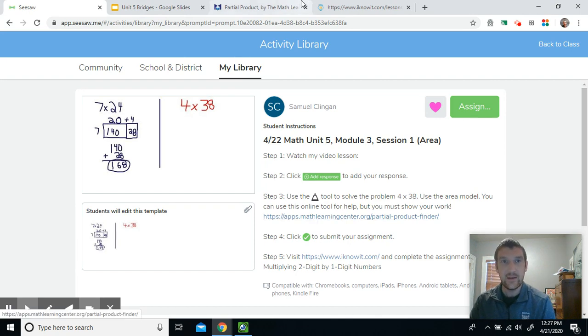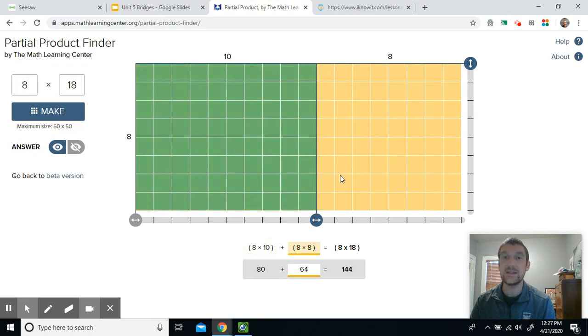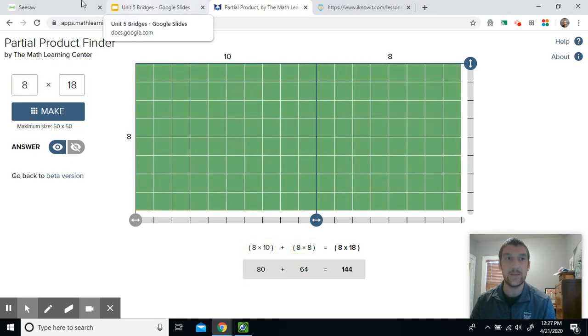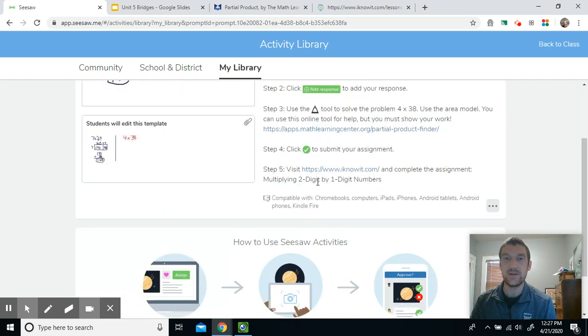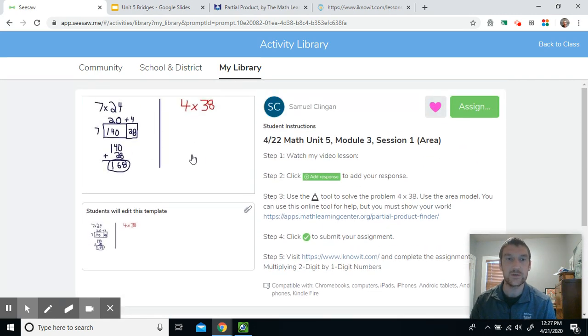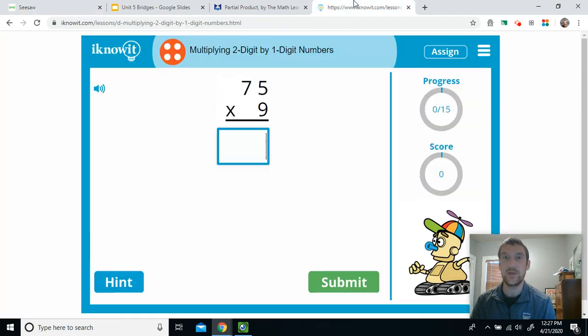Here's the link that will take you to this website if you want to try making it and seeing what it would look like. Make sure you click that green check to submit your assignment once you've solved 4 times 38. And then lastly, you're going to visit I Know It, and you're going to be doing some more 2-digit times 1-digit multiplication problems like this. All right, happy solving, fourth graders.